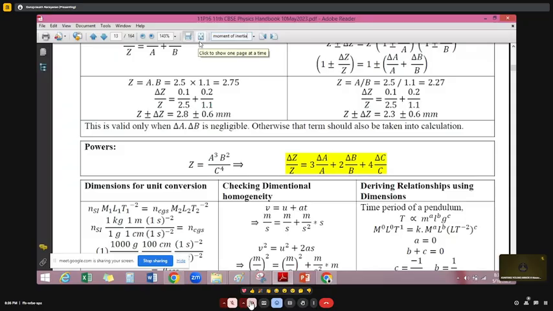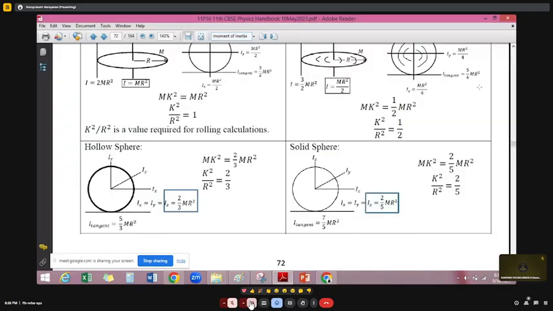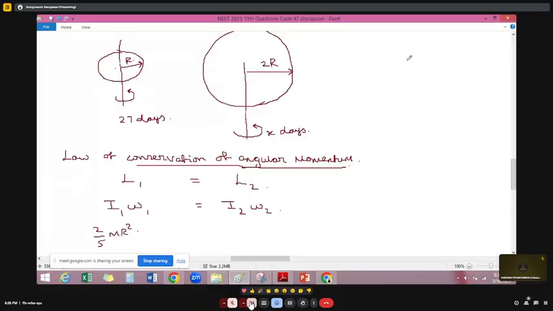So this will be 2 by 5 mr squared. Omega, I'm not going to be bothered about changing the time period. Omega is equal to 2 pi by T, time period. So I can write this as 2 pi by time period, which is 27 days. Sir, should I convert it to seconds? Maybe not, because my answer will also be coming in days.